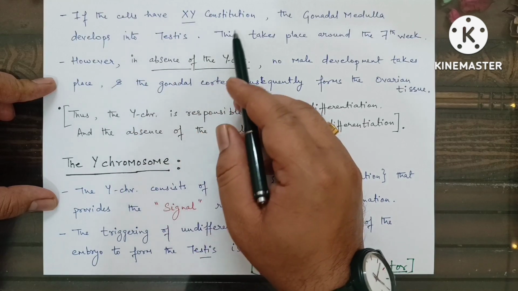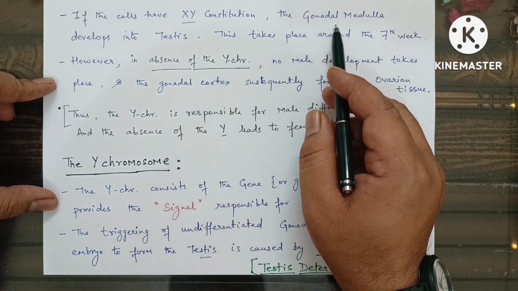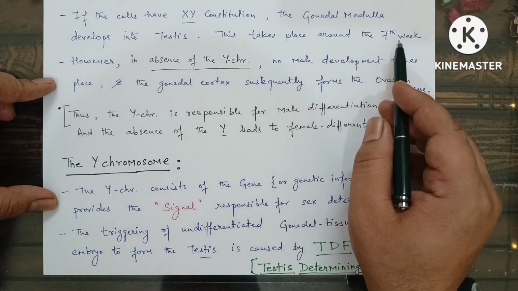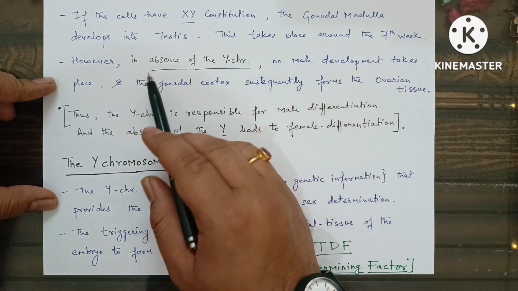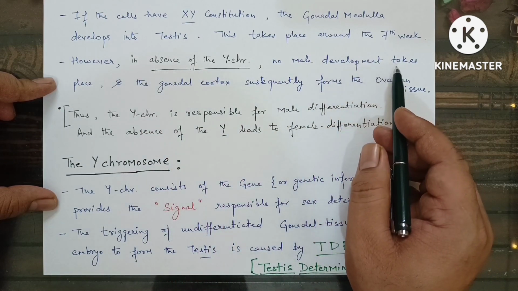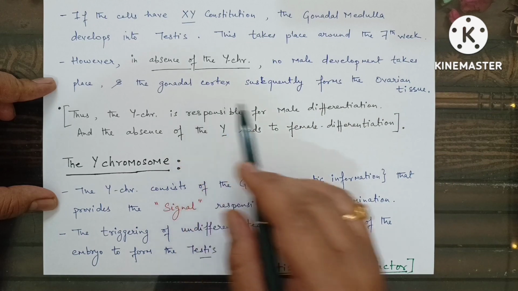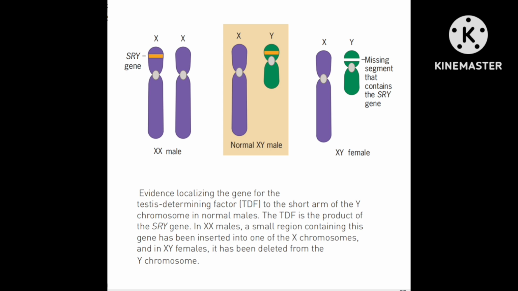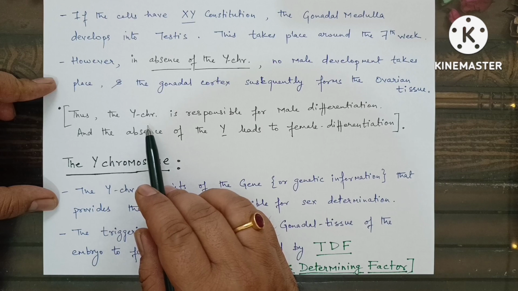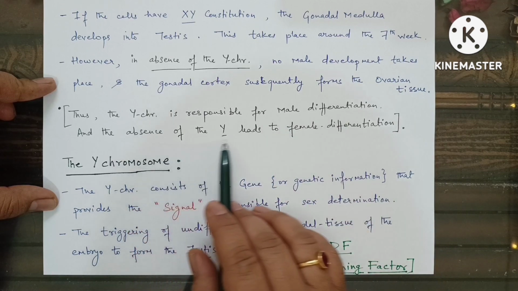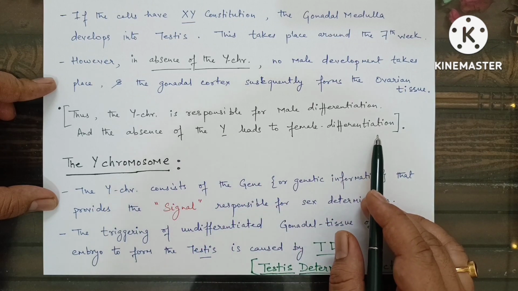If the cells have XY constitution, the gonadal medulla develops into a testis. This takes place around the 7th week. However, in the absence of Y chromosome, no male development takes place and the gonadal cortex subsequently forms the ovarian tissue. Thus, the Y chromosome is responsible for male differentiation, and the absence of Y leads to female differentiation.